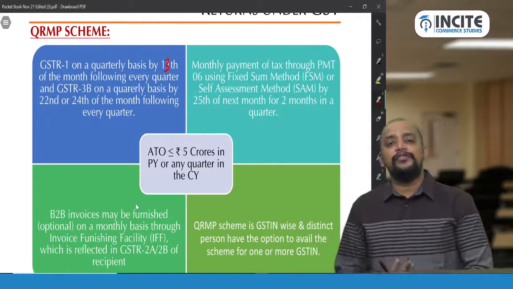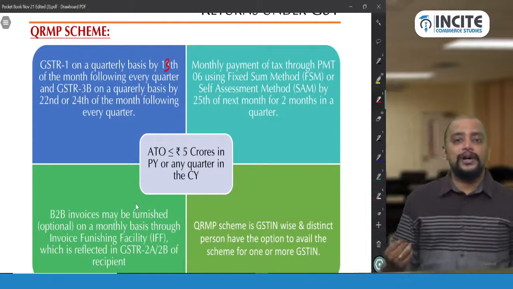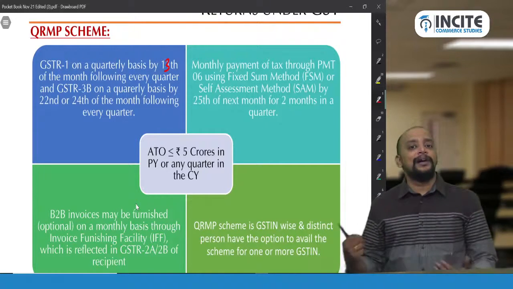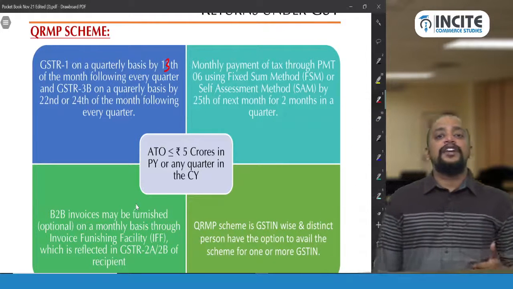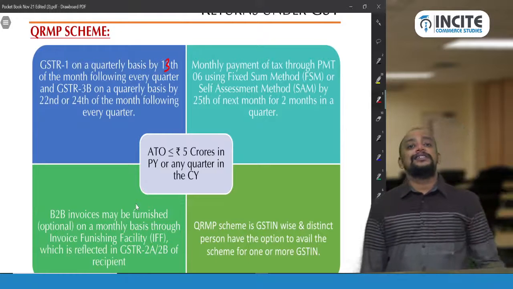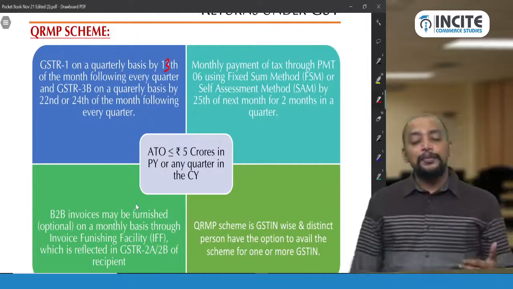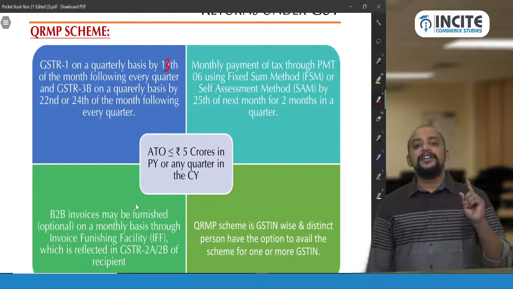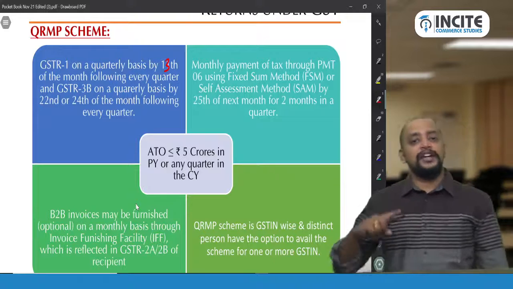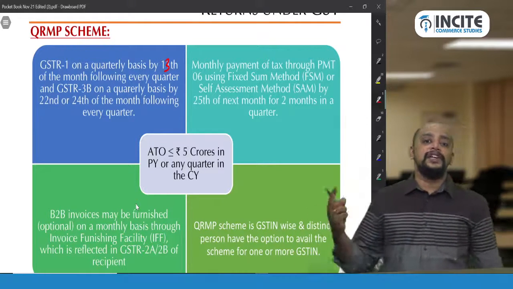What is the due date of filing GSTR1 generally? Generally the due date of filing GSTR1 is the 11th of the month following every month, if it is a monthly GSTR1. So please make a change there. If it is quarterly GSTR1, it is the 13th of the month following every quarter. So GSTR1 has two due dates: if it is monthly filing, the 11th of the month following every month, and if it is quarterly, the 13th of the month following every quarter.